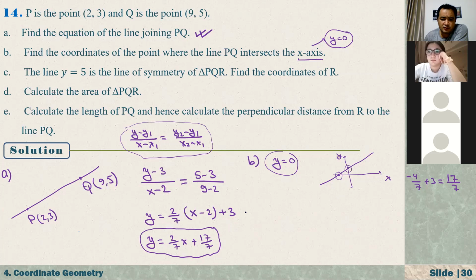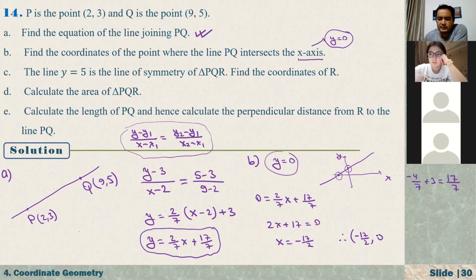Now, from this equation, if y equals 0, what do we have here? 0 is equal to 2 over 7x plus 17 over 7. Now, if you just multiply both sides by 7, we will get 2x plus 17 is equal to 0, or x equals negative 17 over 2. So the coordinates of the point where the line PQ intersects the x-axis are negative 17 over 2 and 0. At this point, the line intersects the x-axis.